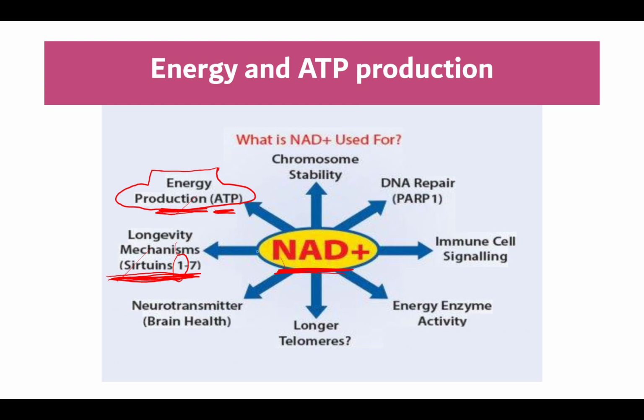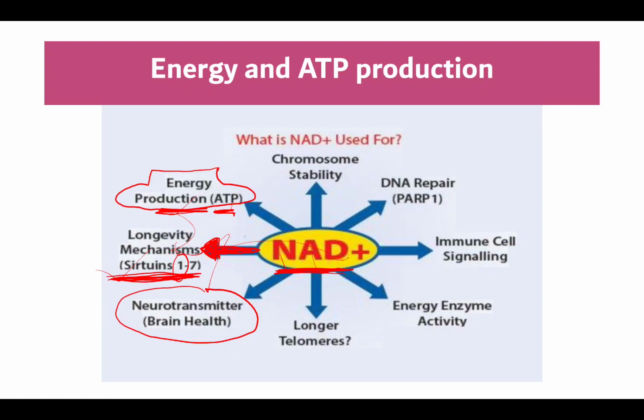This sirtuin consumes too much of the NAD. That's why if the sirtuin is active, it will reduce the amount of the naturally produced NAD. So supplementing with NAD will help you for energy production and for stimulating the sirtuin. It also enters in the formation of the brain neurotransmitters. For people who suffer from brain fog or lack of concentration, the NAD will help.